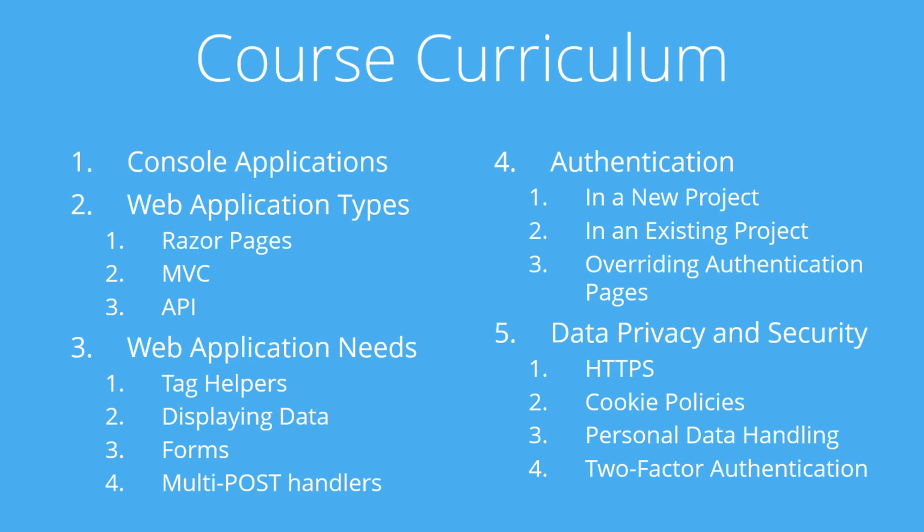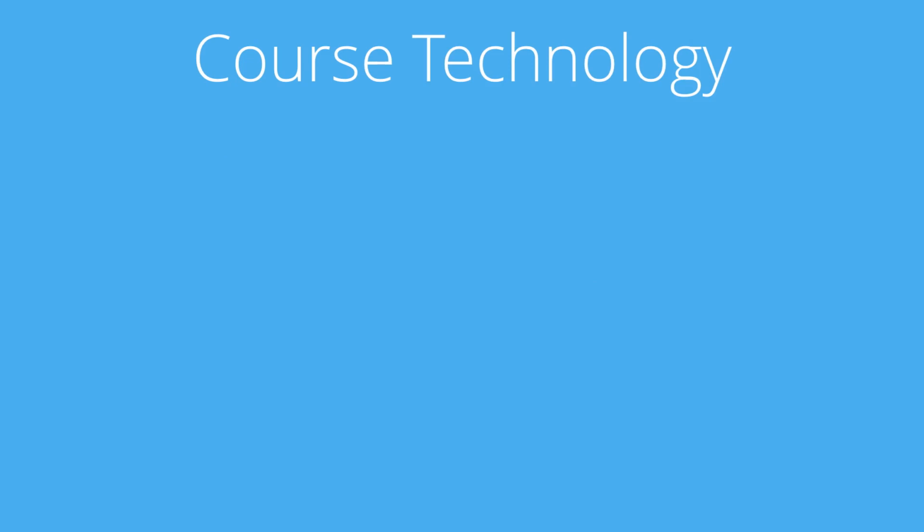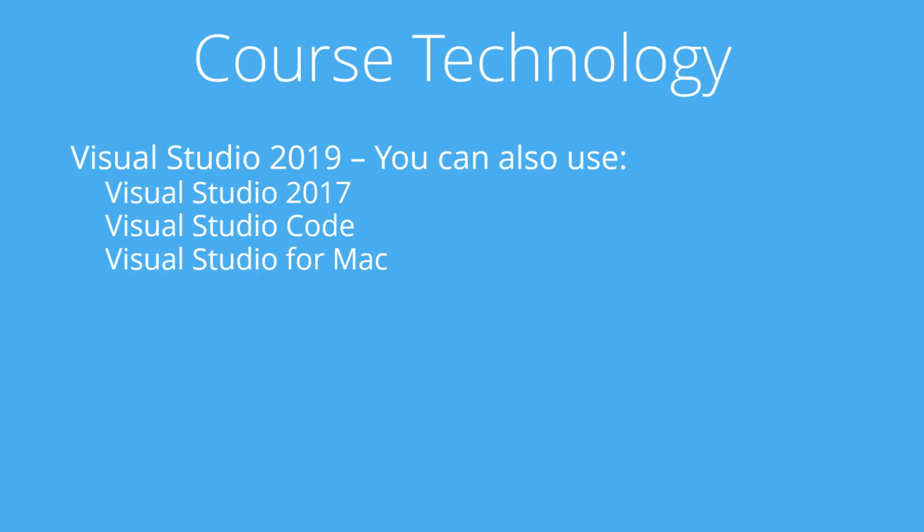Now before we get started, let's talk through the technology I'll be using in this course. First of all, I am using the release candidate version of Visual Studio 2019, but you don't have to. You can use Visual Studio 2017, Community Edition is free, Visual Studio Code, which is free, or Visual Studio for Mac, which is also free. The choice is up to you.